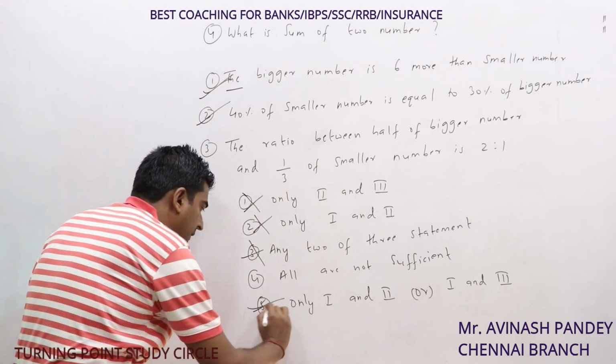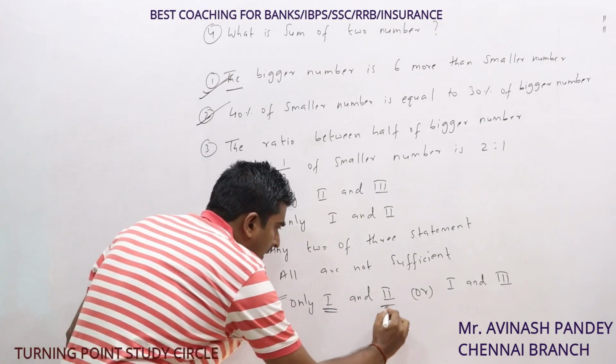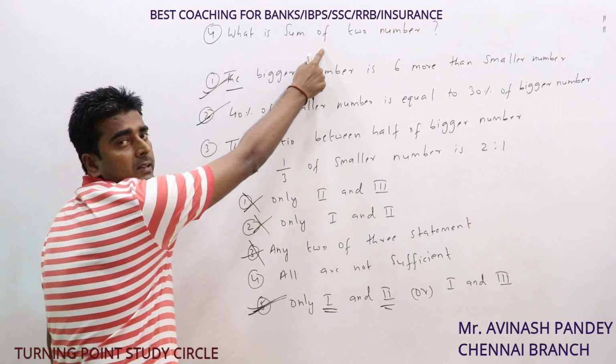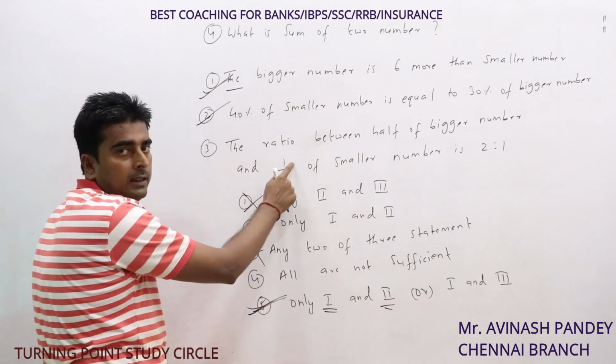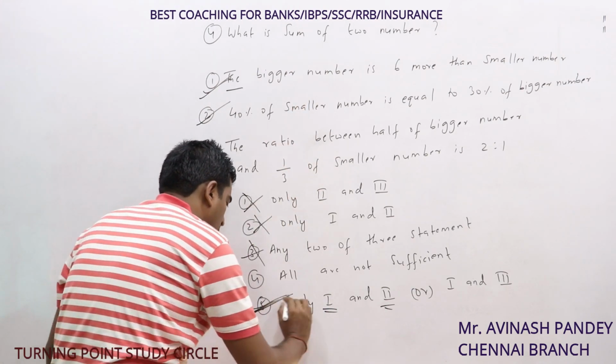Now when you see the fifth option here, this is your answer. Why? They have given only 1 and 2. Difference is given, ratio is given, from this we can get the answer. Then 1 and 3: again difference is given and in the third statement ratio is given, from this also we can get the answer. So which option do I have to go with?